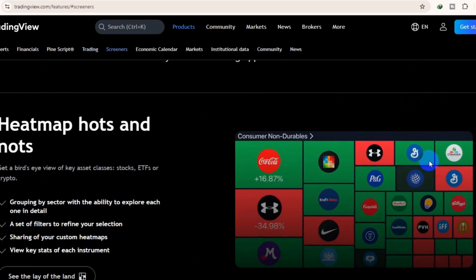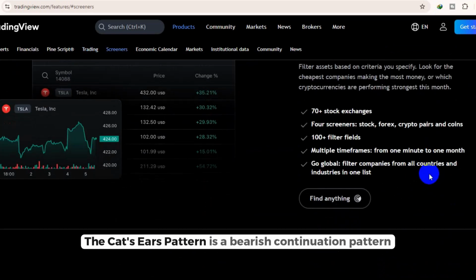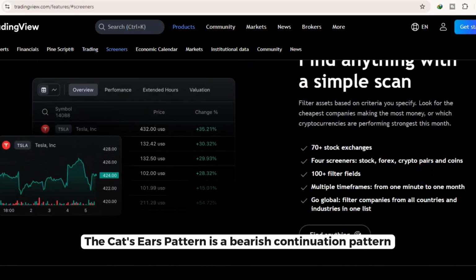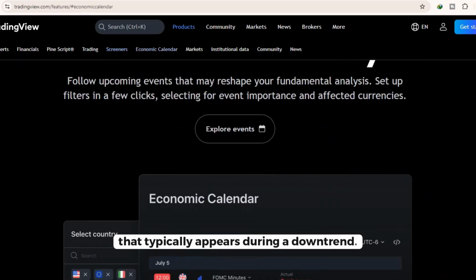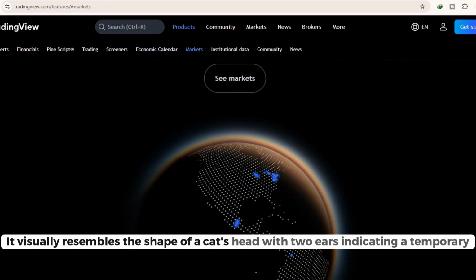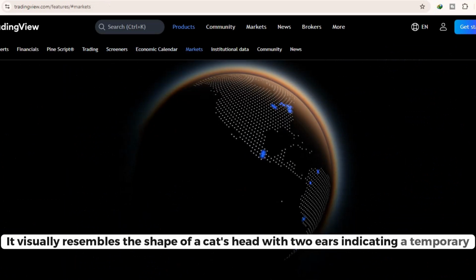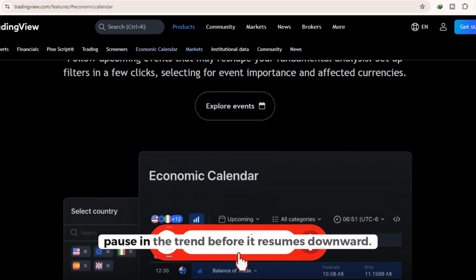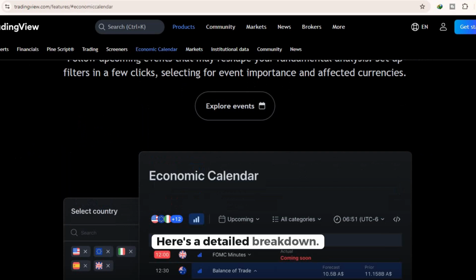Consider the cat's ears pattern. It is a bearish continuation pattern that typically appears during a downtrend. It visually resembles the shape of a cat's head with two ears, indicating a temporary pause in the trend before it resumes downward. Here's a detailed breakdown.